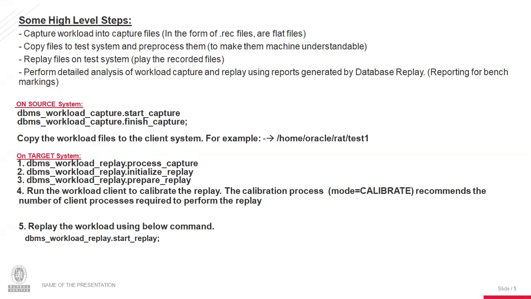Second, once you are done with the finish capture method, like this one, then you have to copy the workload files to a client system. For example, this is the shared directory, home Oracle RAT test one, that will be shared between the two nodes. I mean, load will be happening on both RAC nodes, instance 1 and instance 2. For example, 10 queries are hitting and doing something in instance 1, and 15-20 queries are doing something on instance 2. So this shared directory will house all of those .rec files from both of those systems. Once this period gets over, you have these many files, 100 files, for example.